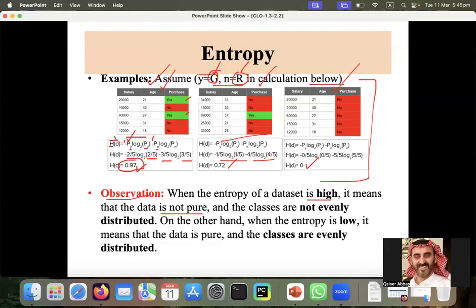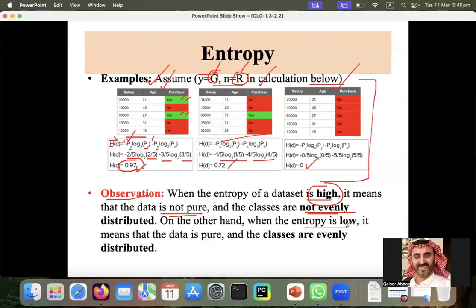Anyhow, so which means not pure. And the other meaning of the high value is what? The classes are not evenly distributed. Here you have 2 classes, green and red, and you can see, okay, this is a small example, but they have different numbers. Not evenly distributed. They don't have an equal share in the distribution.